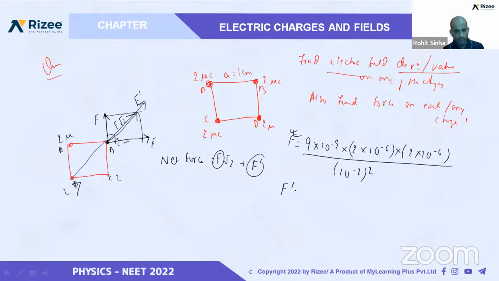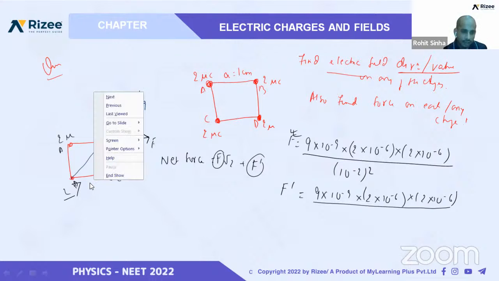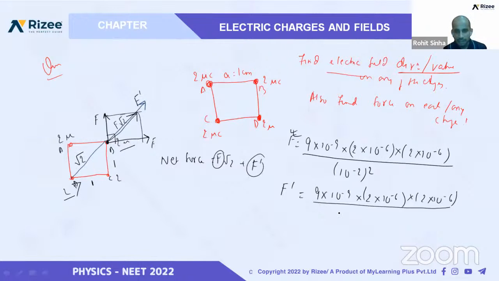Second, we are talking about F dash. First of all, we write K into Q1 Q2 by R square. Q1 is 2 microcoulomb and Q2 is also 2 microcoulomb, so 2 into 10 to the power minus 6 into 2 into 10 to the power minus 6. What will be the R? This side is given 1 centimeter, so the diagonal will be root 2 centimeter. We can write root 2 into 10 to the power minus 2, the whole square.